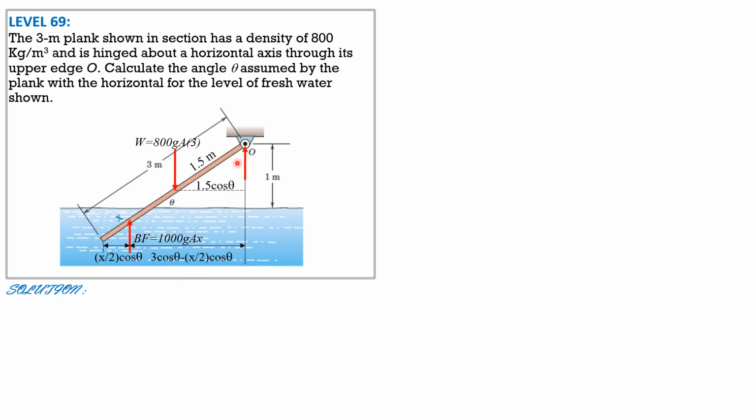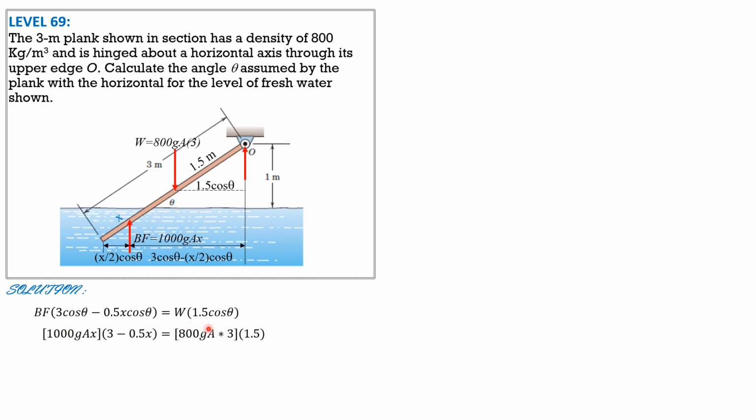Then the summation of moments about O equals 0. So buoyant force times the quantity 3 cosine theta minus 0.5 x cosine theta equals weight times 1.5 cosine theta. Cancelling out cosine theta and replacing the buoyant force with 1000 g A x times (3 minus 0.5 x) equals weight, 800 g A times 3, times the moment arm 1.5 after we cancel cosine theta.